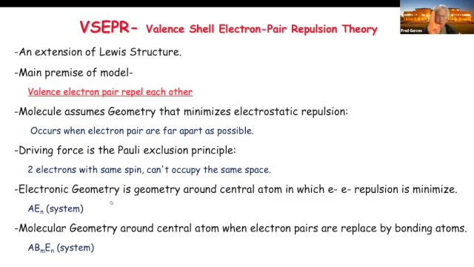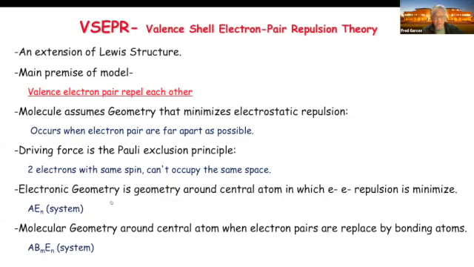But if you take one pair of electrons and put it near another pair of electrons, they're going to repel because negative and negative don't like each other. So that's what this theory is based on. It means that the valence electrons in an atom want to stay as far apart as possible, and they'll take on a geometry that allows them to do that. These are the driving force of all of that.